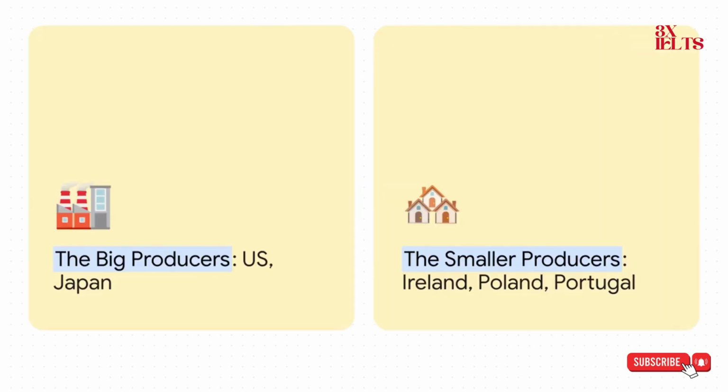Now, trying to describe all 6 of these countries one by one, that would just be messy and, honestly, way too slow. So what's the smart move? You group them. You look for patterns. And here, it's pretty clear, right? You've got your big producers, the US and Japan, and then you've got your smaller producers. I'm telling you, this one strategy is a total game changer. It basically structures your main paragraphs for you automatically.